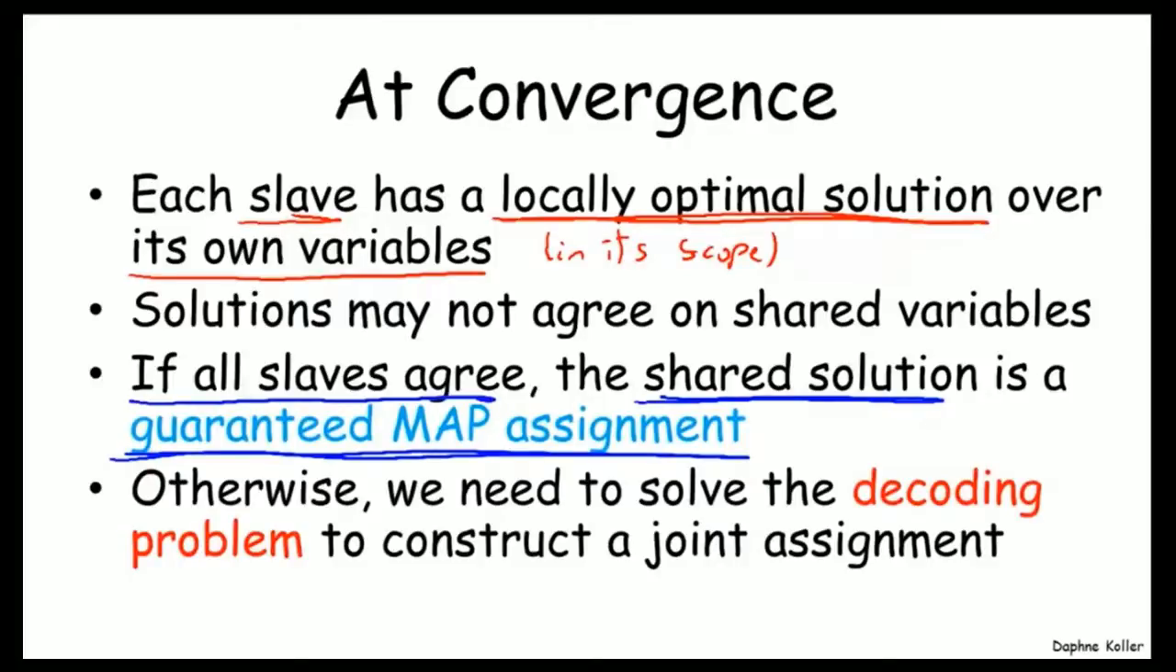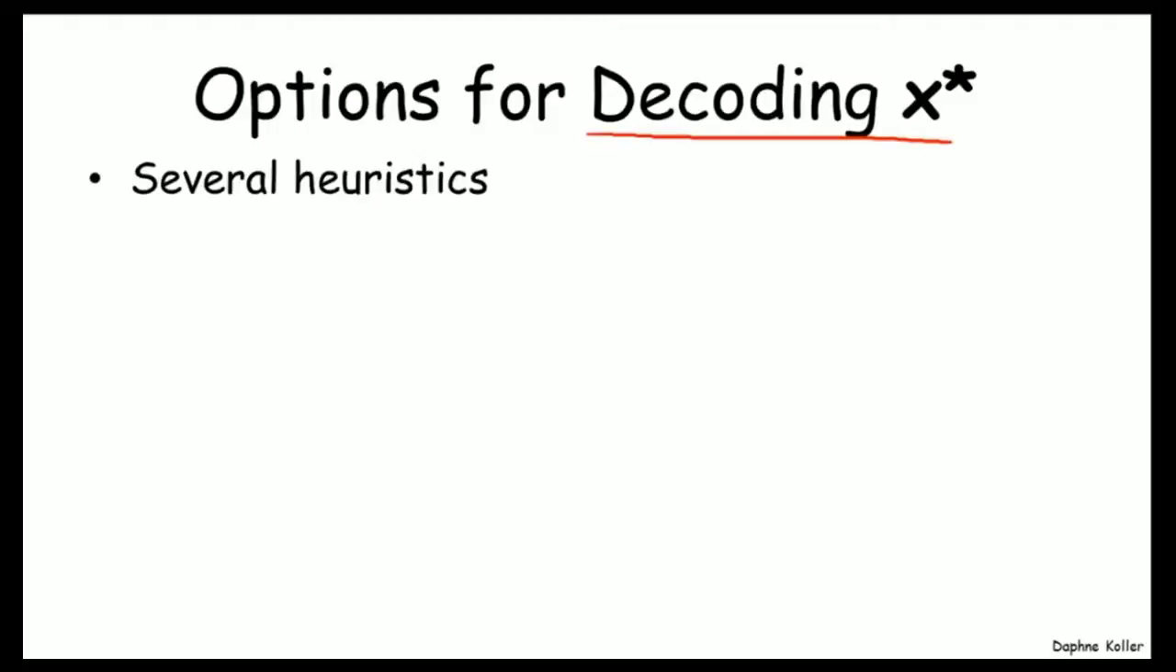If that doesn't happen, that is, if the slaves have not agreed on their shared variables, then we need to solve what is called the decoding problem, where we need to somehow put together these different solutions that the different slaves have converged to and come up with a single joint assignment. So how do we do that? How do we solve this so-called decoding problem? It turns out that people have constructed a range of different solutions for this, none of which have particularly strong performance guarantees, but they often work quite well in practice.